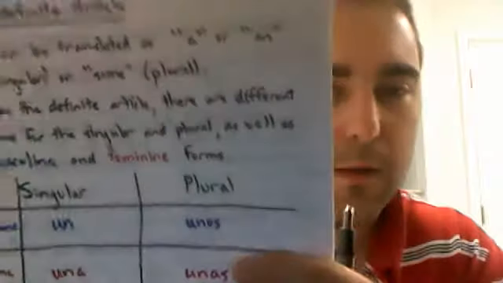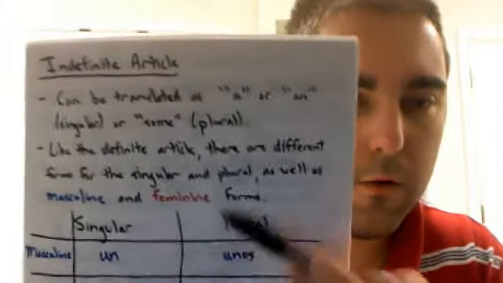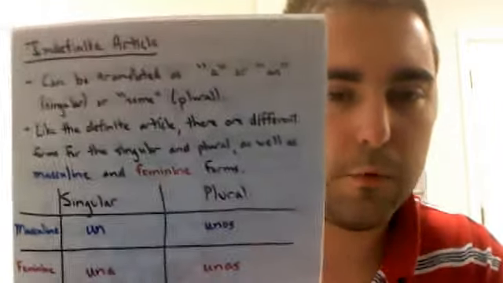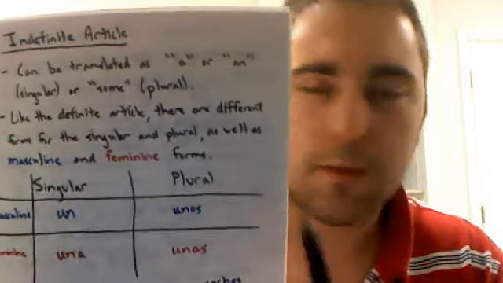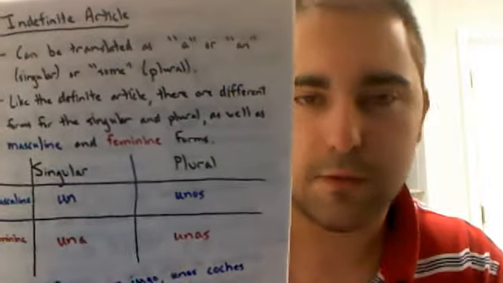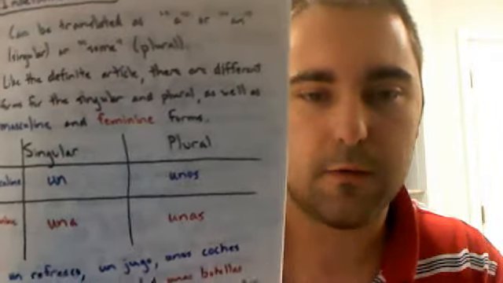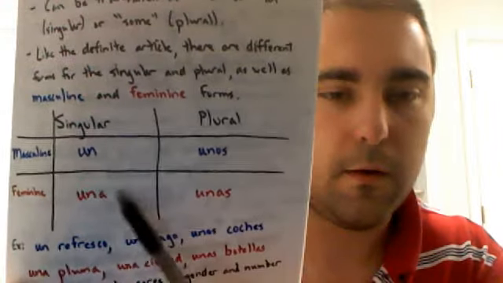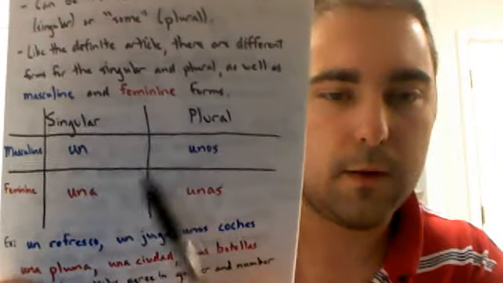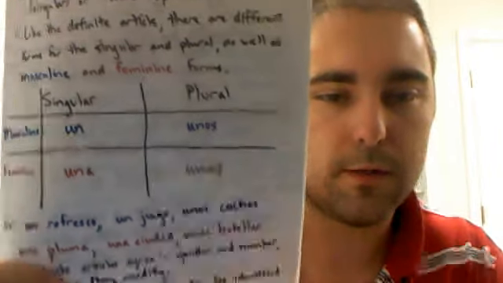So closely related to the definite article is the indefinite article, which can be translated as a or an in the singular or some in the plural. And just like the definite article, there are different forms for the singular and plural, as well as the masculine and feminine forms. Un, una, unos, and unas.